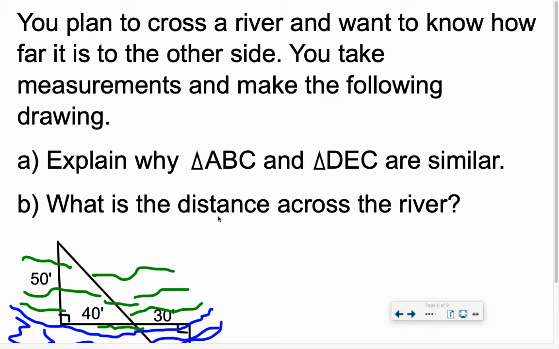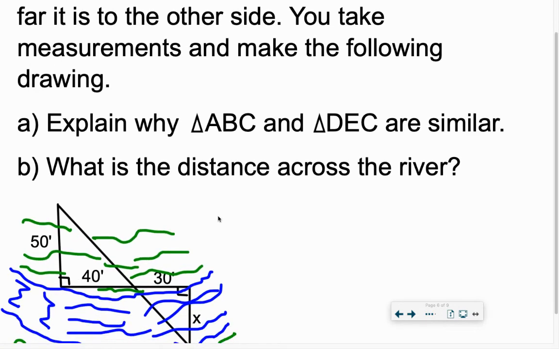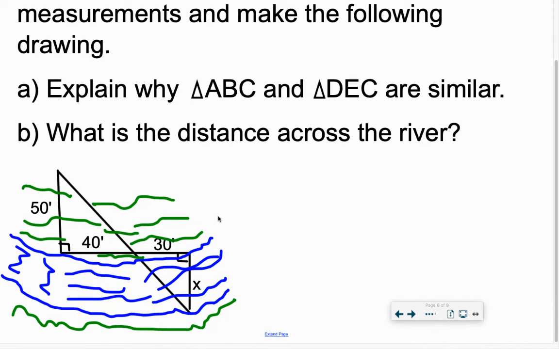And then we go on to finally indirect measurement, which I'm disappointed with the book that they don't do more of this. So usually I have a day where we just do indirect measurement, whether around or on a worksheet somehow. But you can see down here, you plan to cross a river and you want to know how far it is to the other side. You take measurements and make the following drawing. Explain why triangle ABC and triangle DEC are similar, and what is the distance across the river.